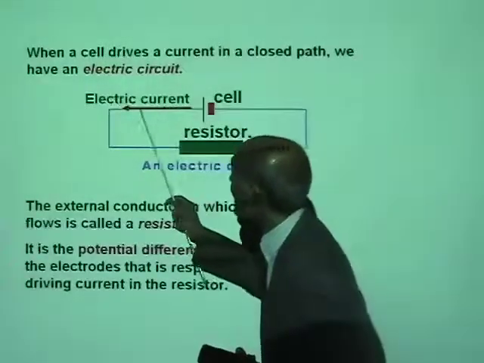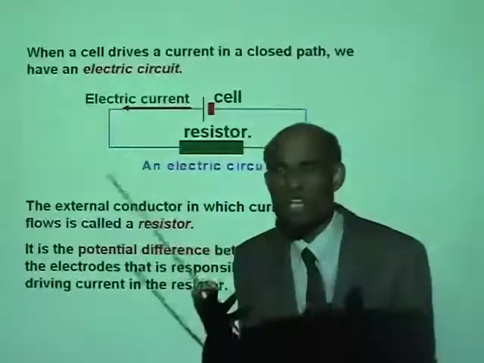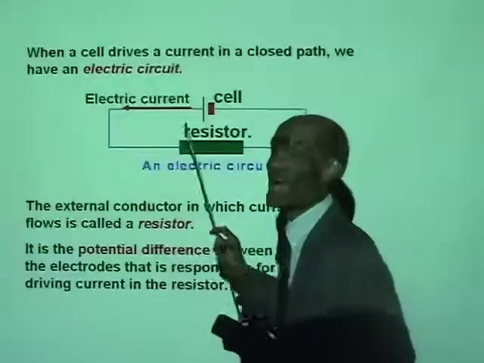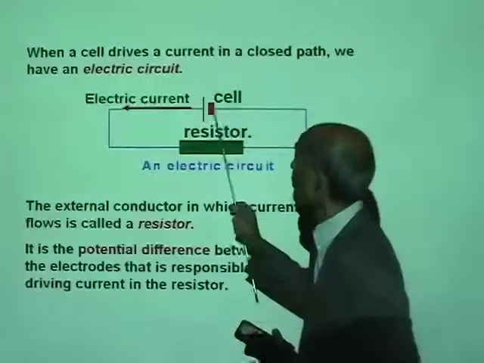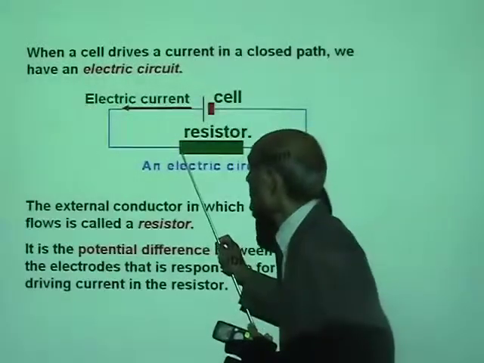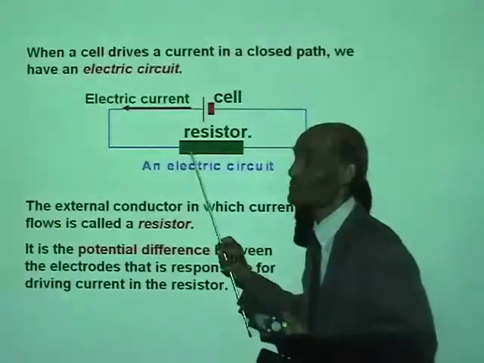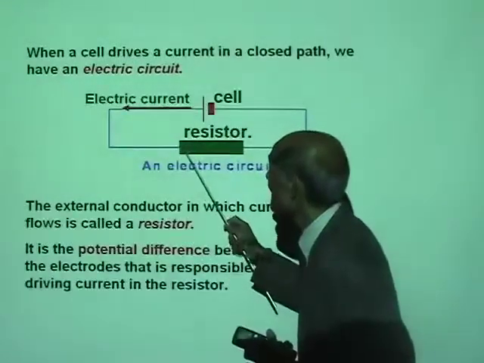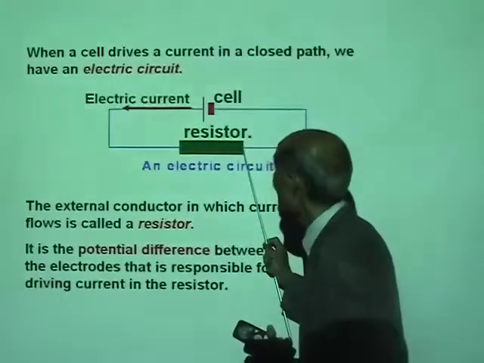Now, the current exists because the cell has established a potential difference. It is the potential difference produced by the cell that is responsible for driving the current in the resistor. When the cell is connected to the resistor, there is a potential difference between the ends of the resistor. You can see the positive of the cell is connected to the left end of the resistor and the negative is connected to the right end.